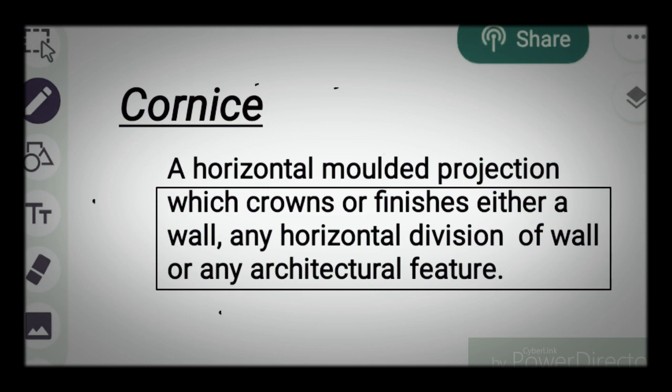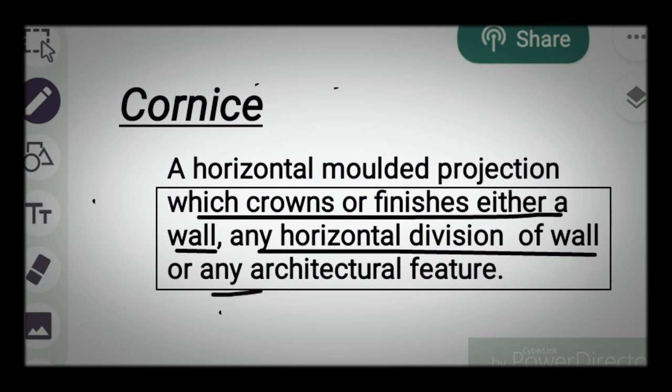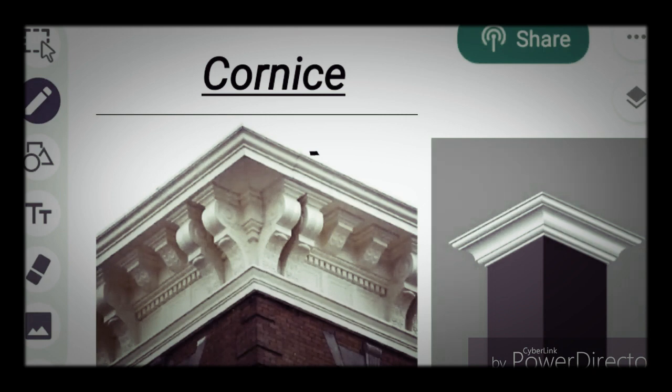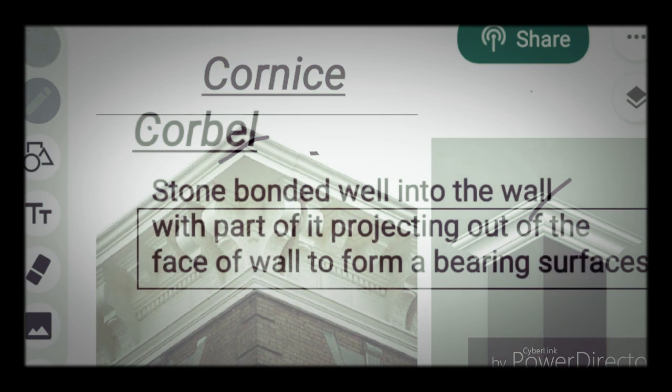Now, first terminology is cornice. Here, definition is important. Cornice is a horizontal molded projection which crowns or finishes either a wall or any horizontal division of wall or any architectural feature. This is important. Now you can understand better what is cornice. Here in these images, this and this are cornice.